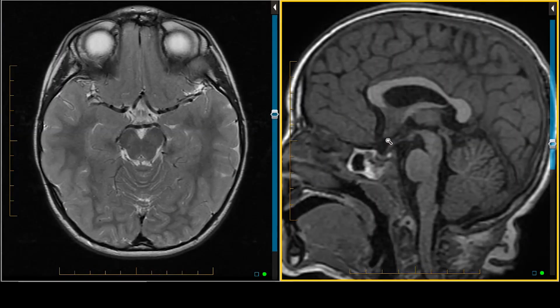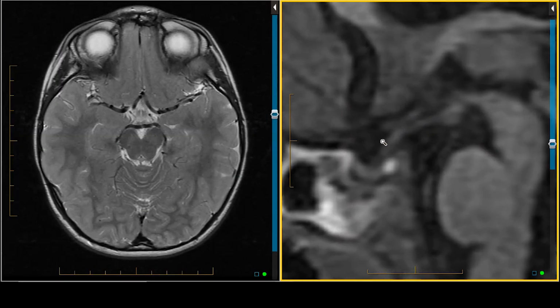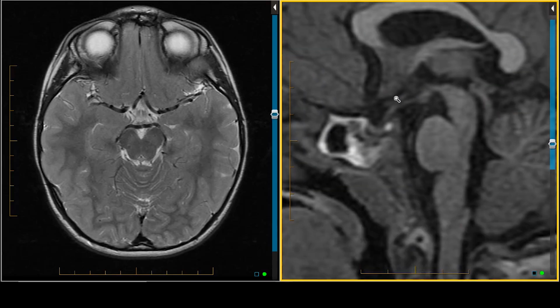If we go to the sagittal T1 weighted image and we zoom in on the suprasellar region, we can see the optic chiasm is smaller than we typically expect. This is the pituitary infundibulum. Here's the adenohypophysis. This area of T1 shortening is the neurohypophysis. Mammillary bodies. Here's the third ventricle. We have the infundibular recess and the chiasmatic recess of the third ventricle. But the optic chiasm is smaller than it typically should be.